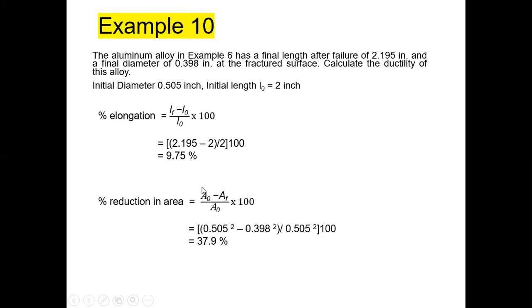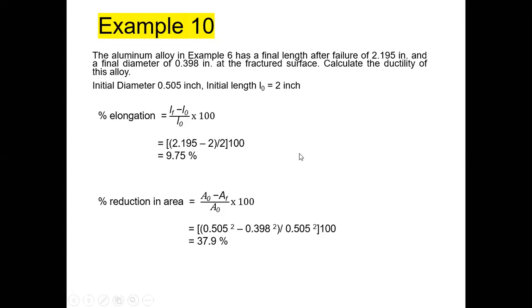0.505. Then πd squared over 4 for the original cross section, πd squared over 4 for the final cross section. Then the diameter is 0.398, right? All π and 4 terms cancel, so that's why it is the square of the diameters, right? So you will receive the answer as 37.9%.